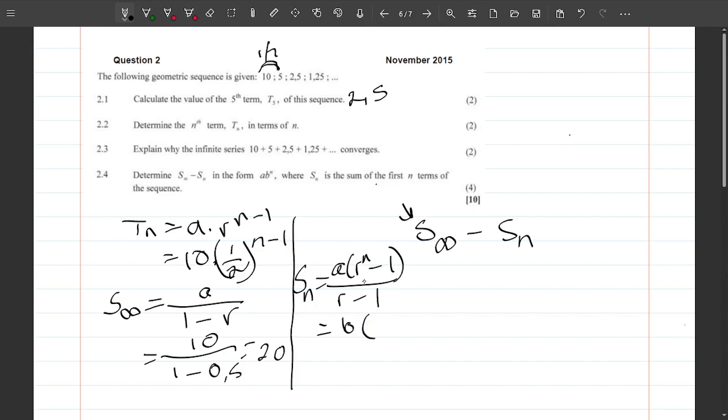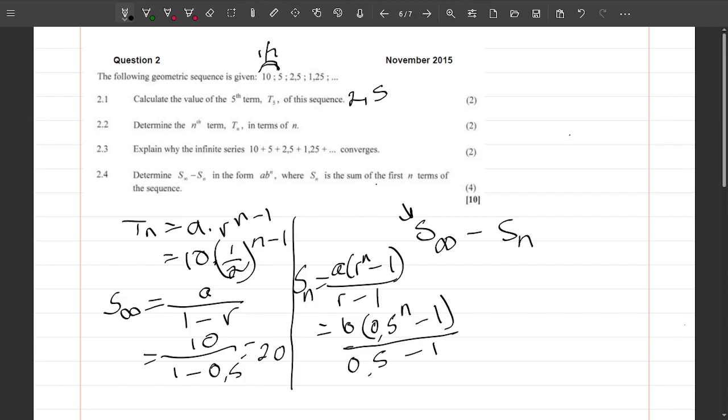And then what's our r? Well, that's our common ratio. That's 0.5 to the n minus 1 divided by r. What is r? Well, our r is 0.5 minus 1 there. And then can I simplify this? Well, yes, I believe I can.